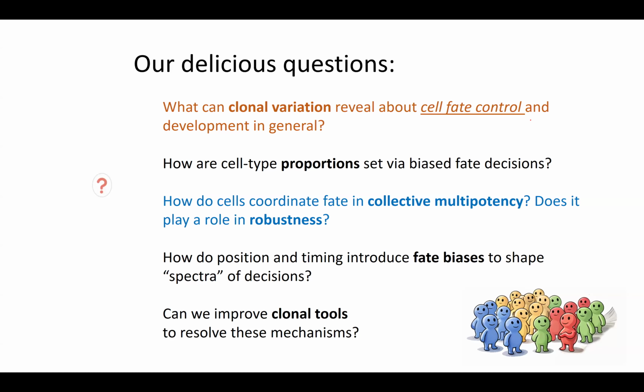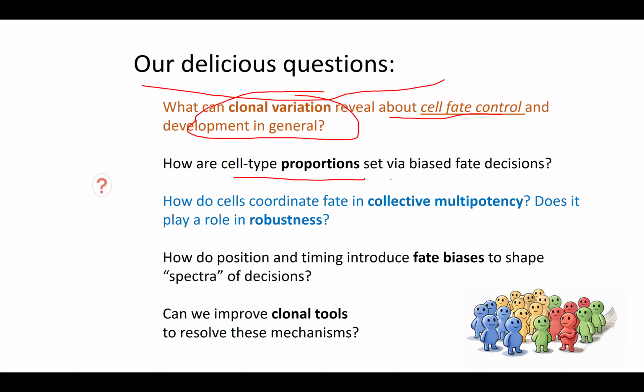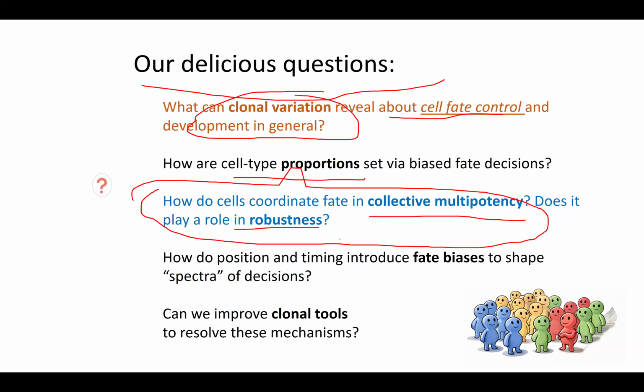So I will now just list our delicious questions, because that's what we want to learn. We want to understand how clonal variation can help us understand cell fate control and development in general. When we look at the level of individual progenitors, we would like to understand how cell type proportions are set, how the probabilities of transitions for individual progenitors are defined, and which molecular mechanisms are responsible. We would like to understand how signals and cell-cell communication play a role in this process, in this collective multipotency, and in robustness when we observe these clonal compensation events. We would like to understand how position and timing introduce fate biases into fate decisions.